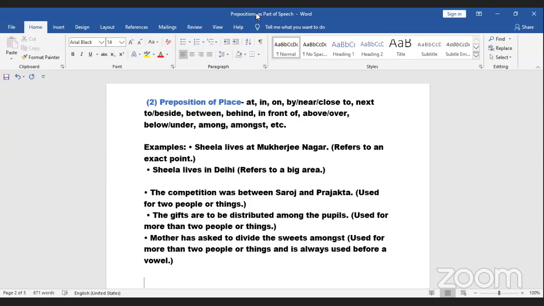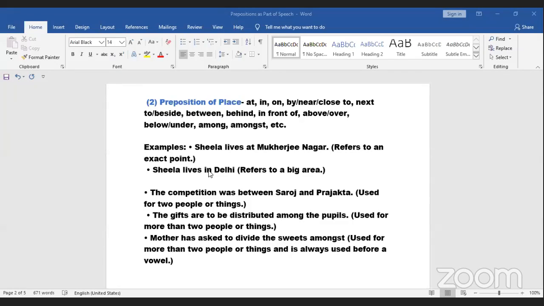See this example. Sheila lives at Mukherjee Nagar. Mukherjee Nagar is a place in Delhi. All right, so that is at. Now I'm giving the exact point, Mukherjee Nagar. All right, but when I tell Sheila lives in Delhi, see, this is one and the same thing. Here she has given a little more detail, right? It's an exact point, but in Delhi, that means the big area. So I use in. So at and in differ like this when we talk about the place.